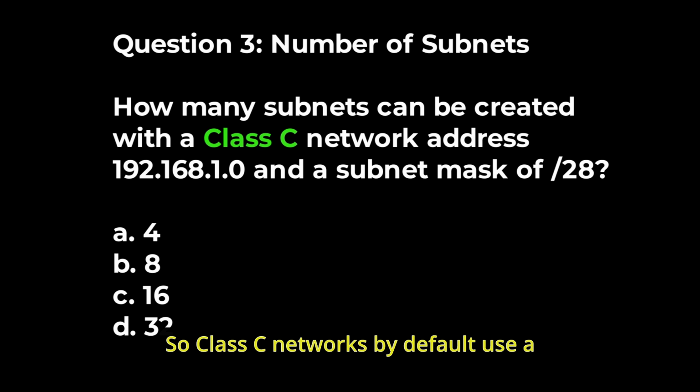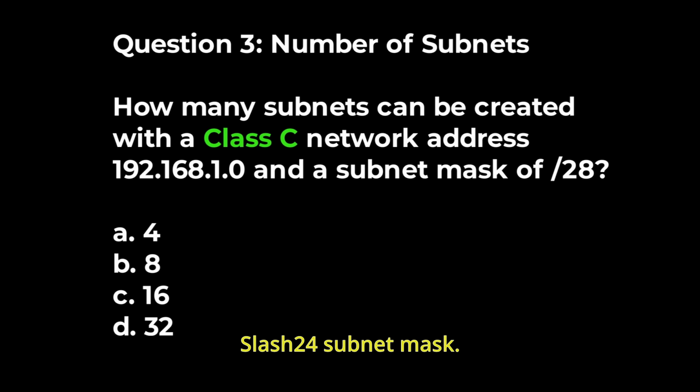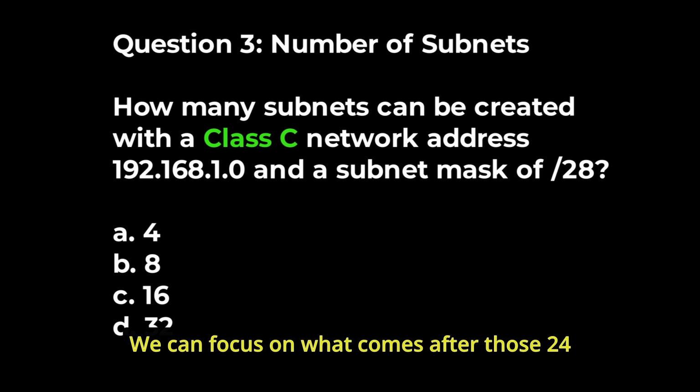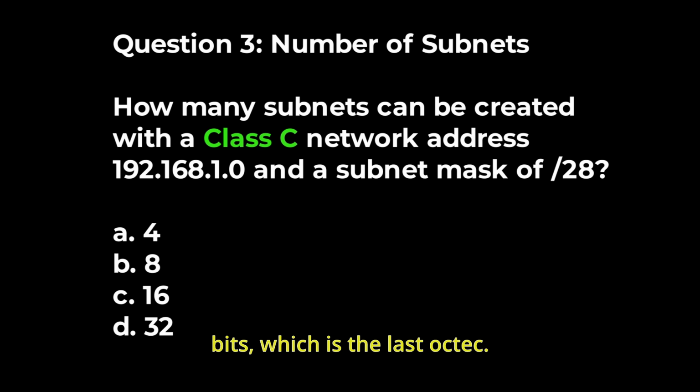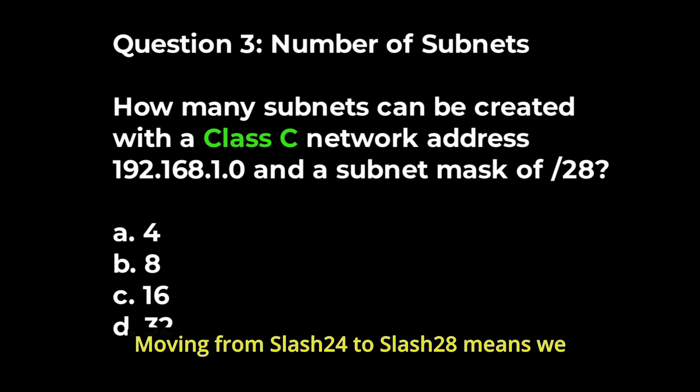So, Class C networks, by default, use a /24 subnet mask. So 192.168.1 will remain the same for all subnets we create. We can focus on what comes after those 24 bits, which is the last octet.